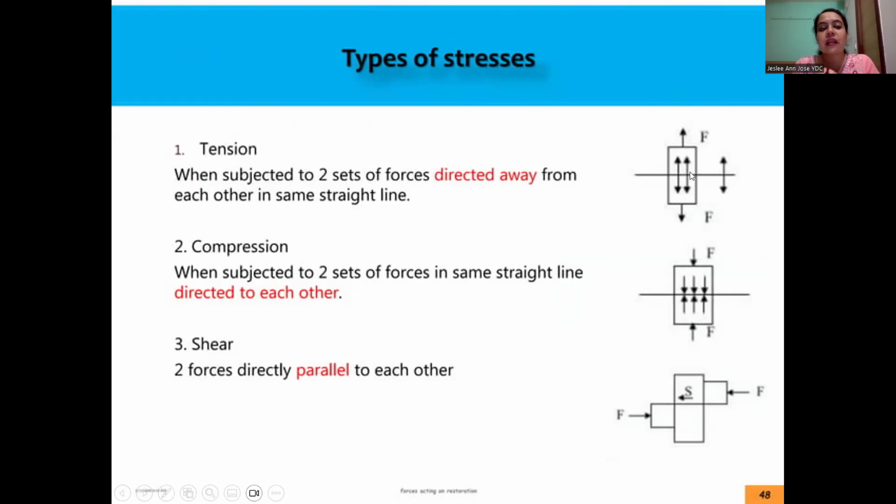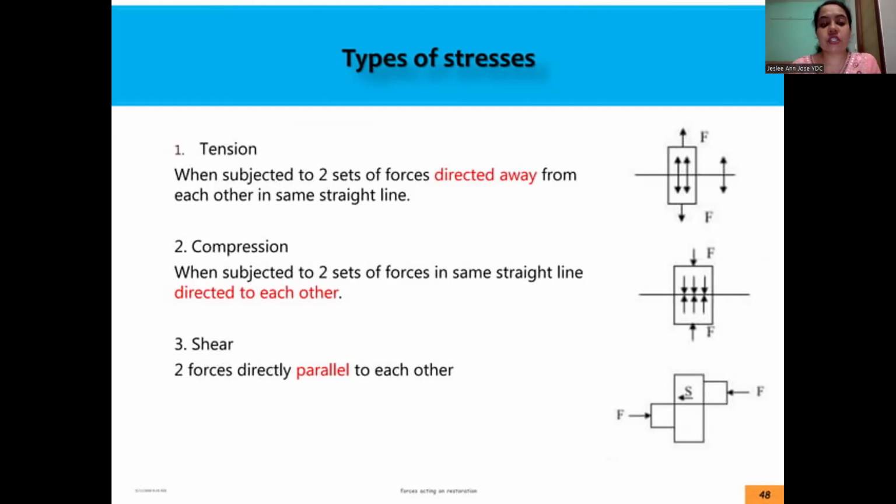For example, when you try to stretch a rubber band, okay, there is a tensional force. Same thing. Second type of stress, that is a compression stress. When you subject two sets of force in a straight line which is directed towards each other, that is when you get a compressional stress. For example, when you are kneading a chapati dough or something, you always tend to do like this. Okay, that is a compressional stress that you're trying to incorporate onto it.